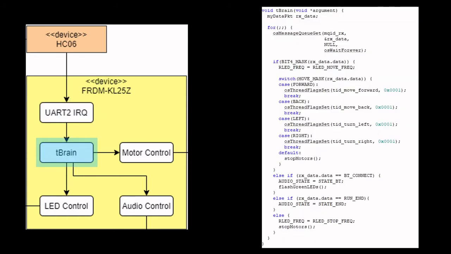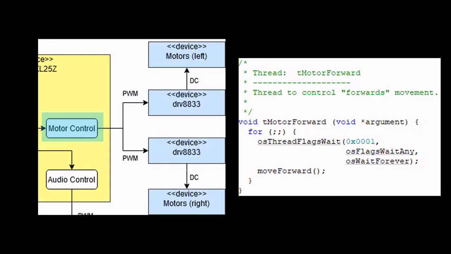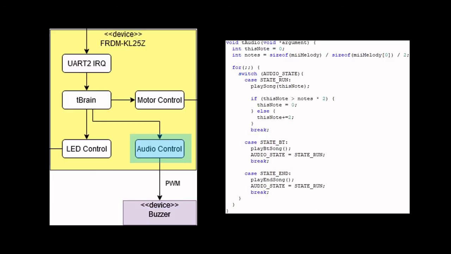T-Brain then gets the data packet from this message queue and passes it to reveal the command. If it is a movement command, T-Brain passes the command to determine which direction it is and sets a thread flag accordingly. The corresponding T-Moto thread then calls the correct movement function.